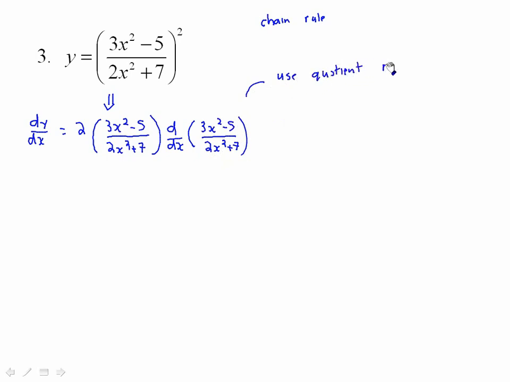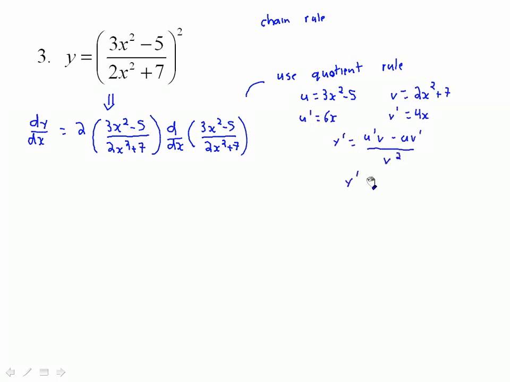So for this one, I chose to do the chain rule first, then the quotient rule. So u is equal to 3x squared minus 5. V is equal to 2x squared plus 7. So u prime is equal to 6x. V prime is equal to 4x. And y prime, off to the side, will be u prime v minus u v prime all over v squared.